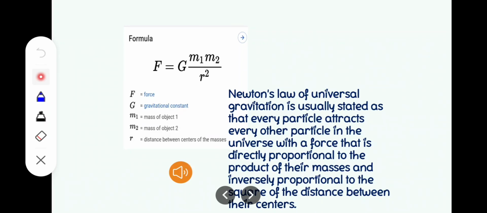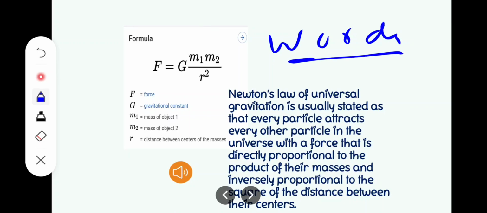Sometimes functions are described in words. We are familiar with Isaac Newton's law of universal gravitation, which states as follows. The gravitational force of attraction between two bodies in the universe is directly proportional to the product of their masses and inversely proportional to the square of the distance between them. This is the verbal description of this formula.